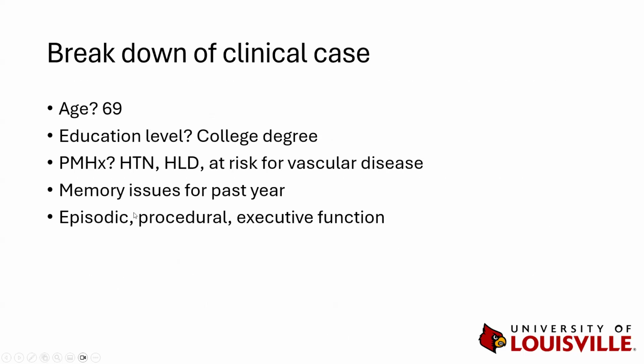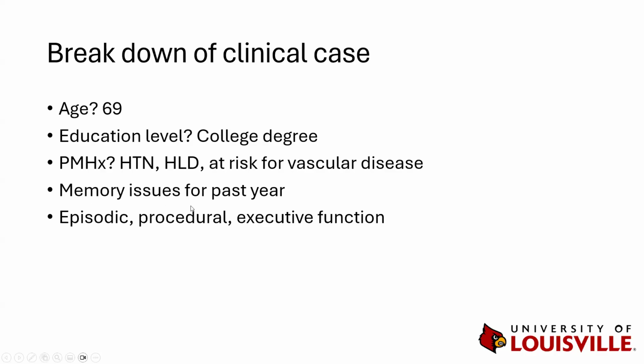So again, I just pulled out some of this information. So the age is important. If they're younger than 65, maybe you could consider an atypical presentation or even pseudodementia, as alluded to earlier. Education level, I think that's important to note where they're at. Sometimes that can have some changes as well. Past medical history, hypertension, hyperlipidemia. Maybe they're at risk for vascular disease. Maybe we think vascular dementia as well could be playing a role.